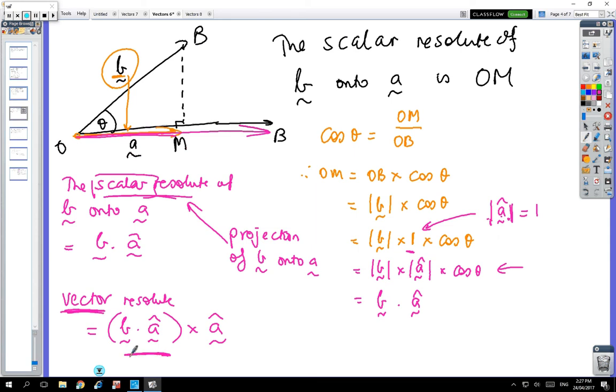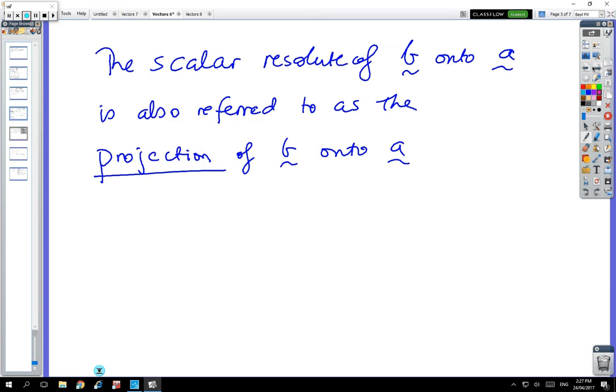So this is how long the vector is in this direction. The vector resolute is found by coming from the scalar resolute. Copy that down and we'll look at an example on the next slide. The scalar resolute is also referred to as the projection. The scalar resolute of B onto A is the projection of B onto A, as I mentioned in the previous slide.